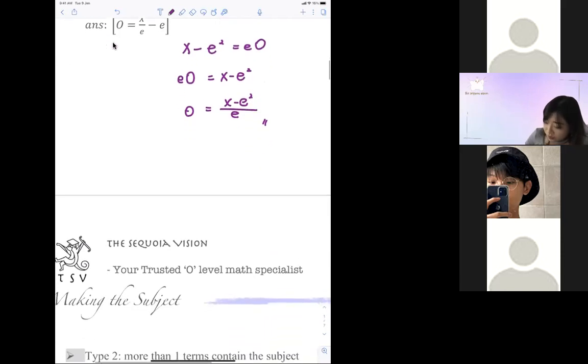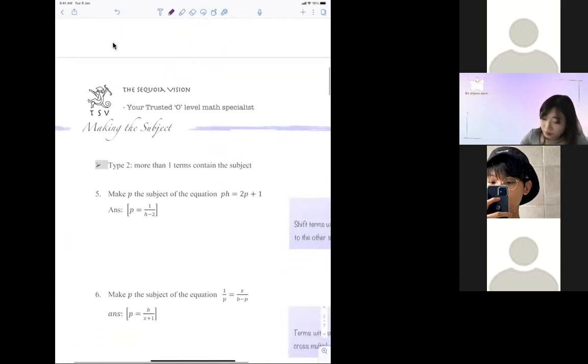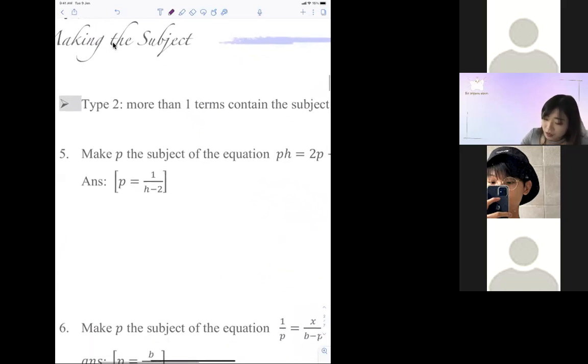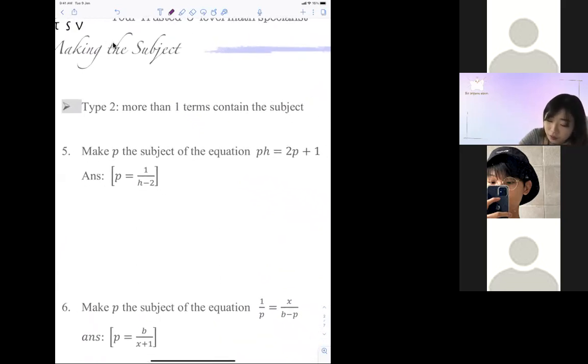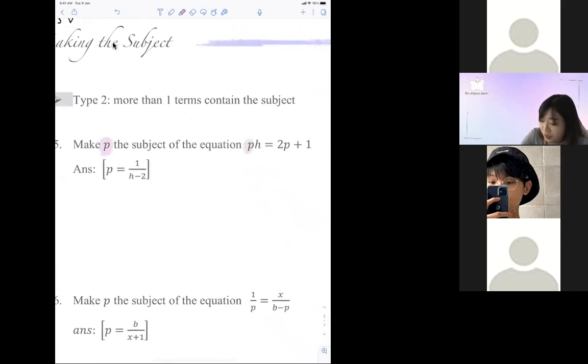Okay, next one. So now we make it a bit more difficult. There is more than one term with the subject. So now we see they want me to make P the subject, right? There is P here, there is P here. So what we can do is same thing, terms with subject one side, without subject one side. So plus bring over, minus, okay, with P one side, without P one side. Then we factorize out the P, and then we divide. Times bring over, divide. You get your answer.